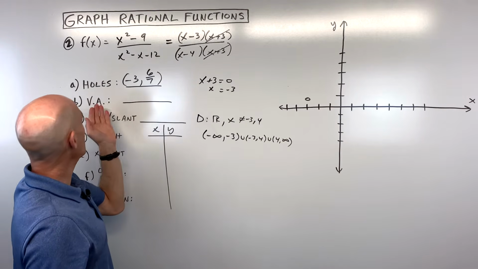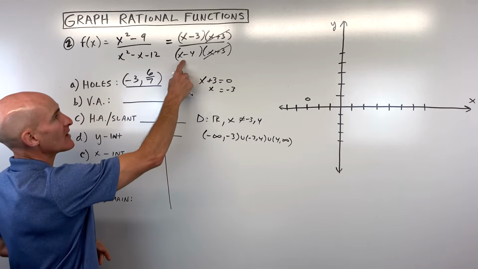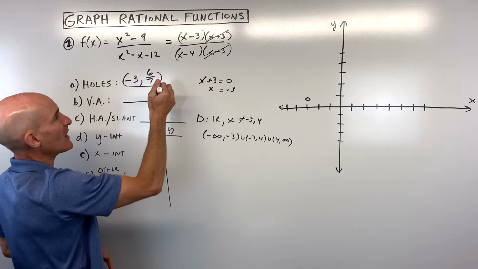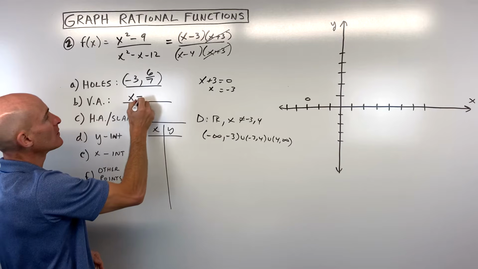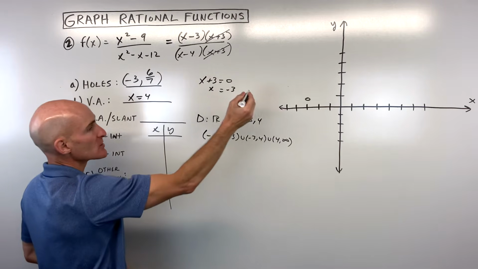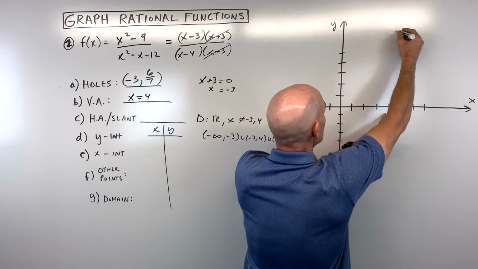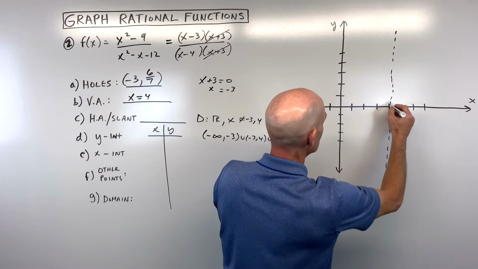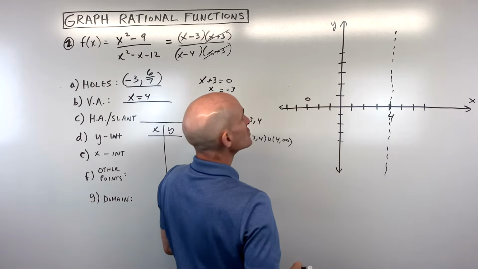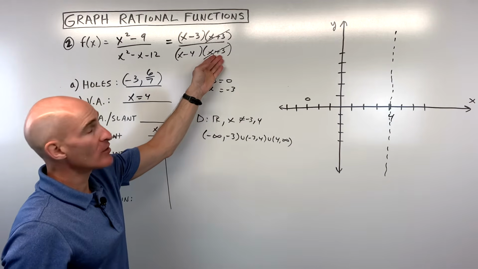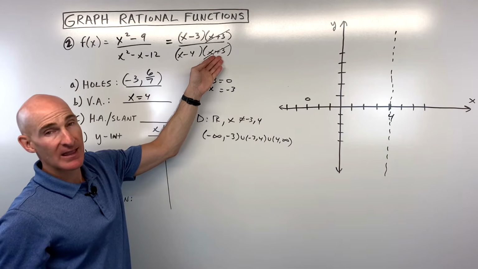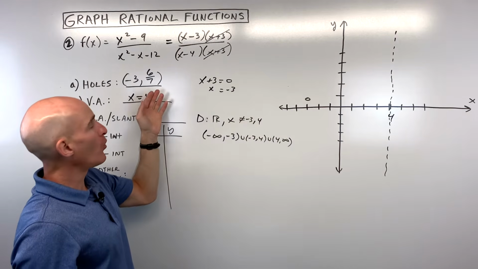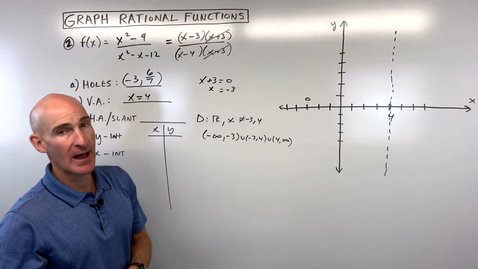Okay, now if we talk about the vertical asymptotes, we said we can't divide by 0, right? So what would make this denominator 0? It would be x equals 4, because 4 minus 4 is 0. And so we're going to have a vertical asymptote right here at 4. So now you might be saying, well, what about negative 3? That would make the denominator 0, but that's where our hole was located. So it's either going to be a hole or a vertical asymptote, but not both.